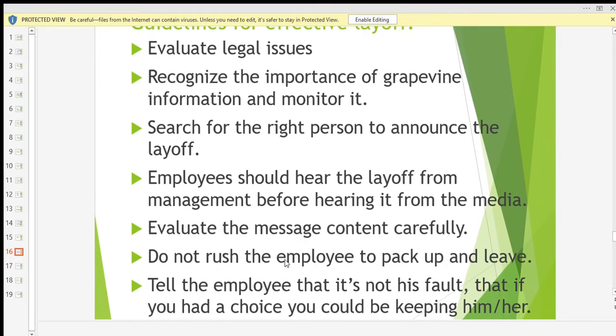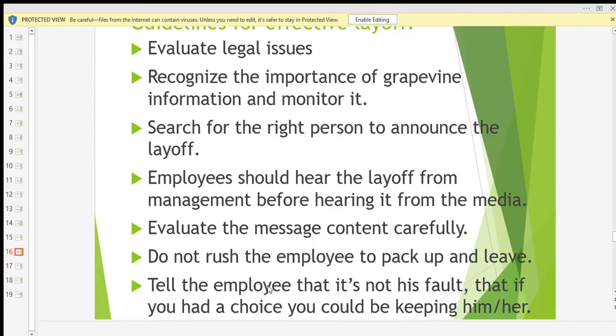Then do not rush the employees to pack up and leave. When you lay off employees, give them time. Give them time to leave the organization. You can communicate like 2 months before or 1 month before they are terminated, before they are supposed to leave.